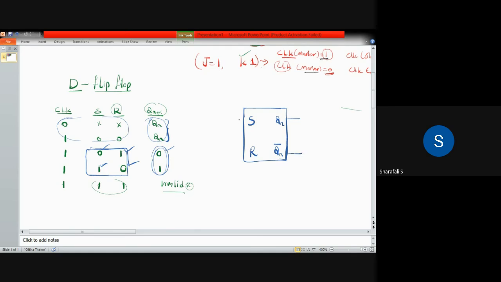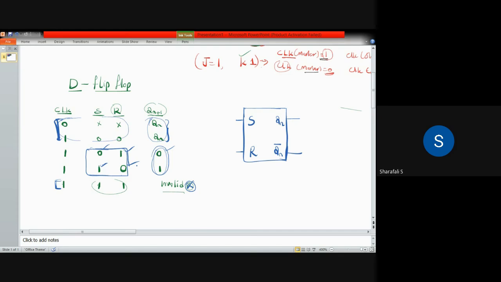And for input, we are having S as well as R. Two inputs are there. So we are not considering these two states. We are not considering these two operations because that will not change your output state. And this we will not consider anyway because this is an invalid condition. Both of these inputs should not be equal to 1 in case of SR flip flop. That will not give you the right result because your Qn should be the complement of Qn bar.